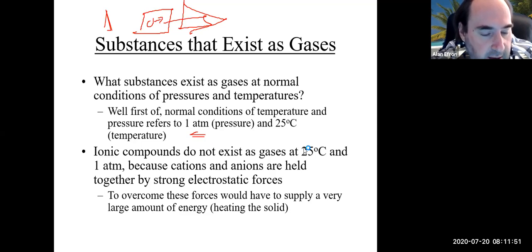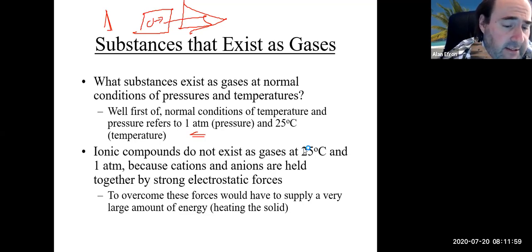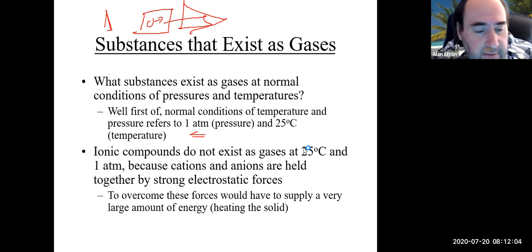Now, ionic compounds under these normal, everyday conditions don't really exist as gases. So for example, if you take something like sodium chloride, we don't usually find it as a gas under normal conditions. That's because, as we talked about, ionic compounds are held together through electrostatic attraction. That positive-negative attraction, which is a very strong intramolecular force, holds those things together really tight.